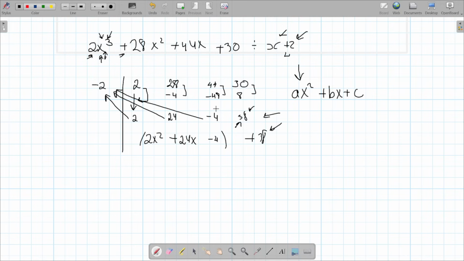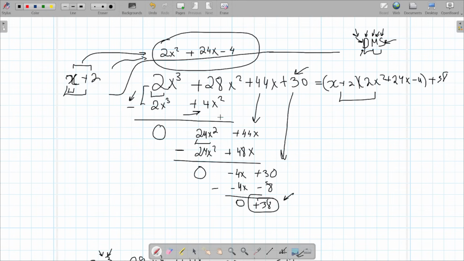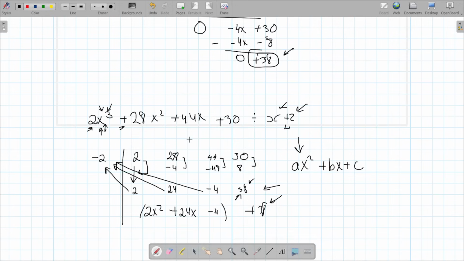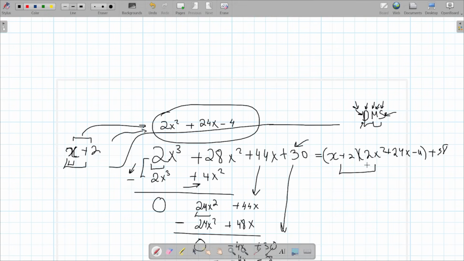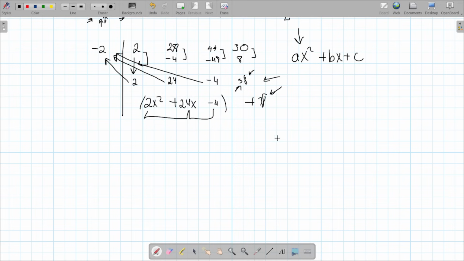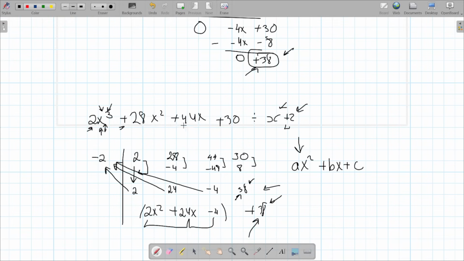I understand synthetic division may be a bit confusing, but trust me, once you get the hang of it, it's way easier than this long division. And if you realize, by the way, did we get the same answer? 2x squared plus 24x minus 4? We did. 2x squared plus 24x minus 4. And did we get the same remainder, 38? Yes, we did. So you can just do this easily.